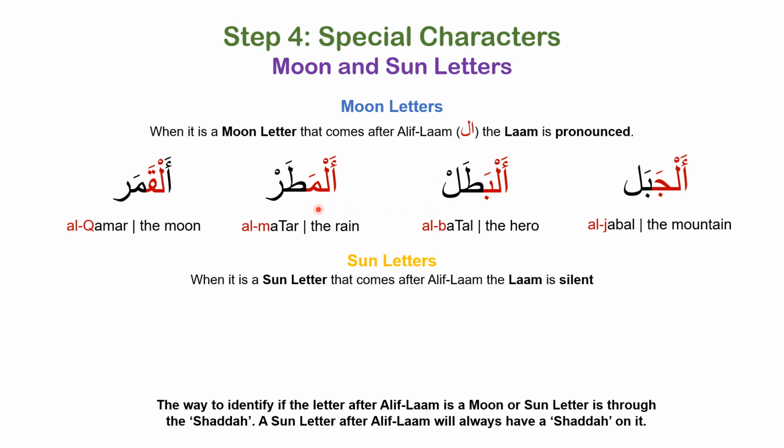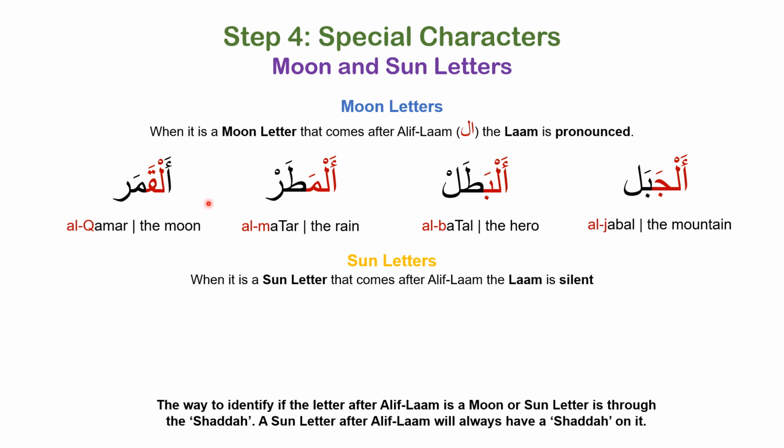Because the Mim is a moon letter, we pronounce Aleph Lam Al. Because the Ba is a moon letter, we pronounce Aleph Lam Al. And because Qaf here is also a moon letter, we pronounce Aleph Lam Al-Qamar.